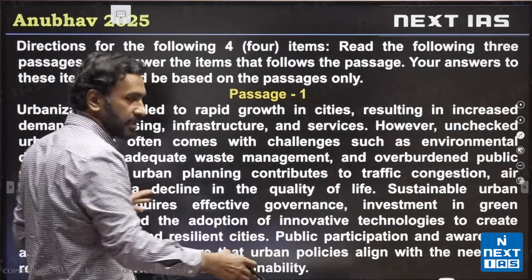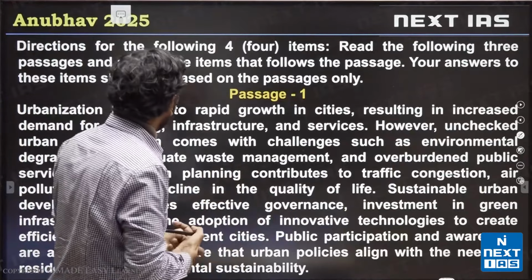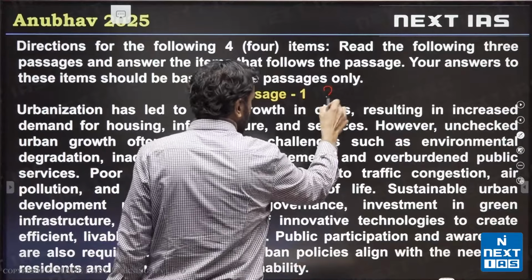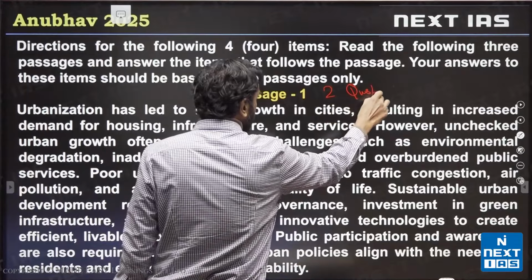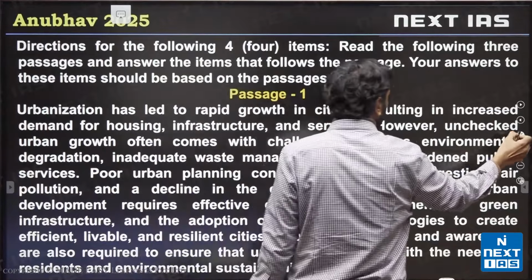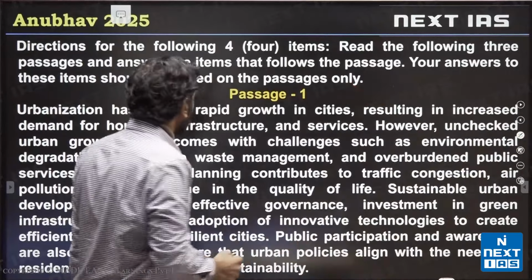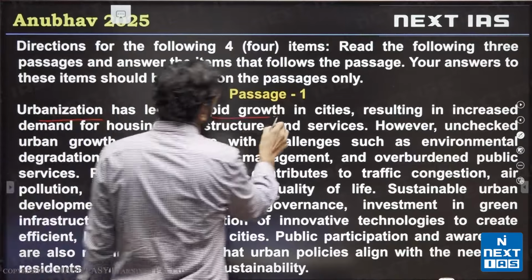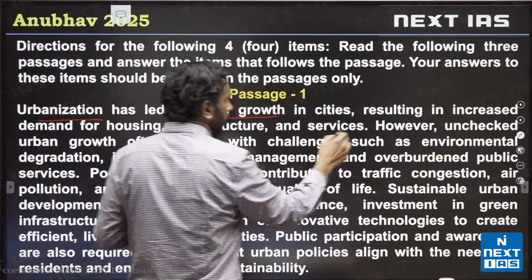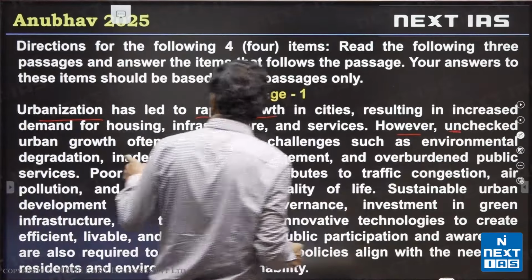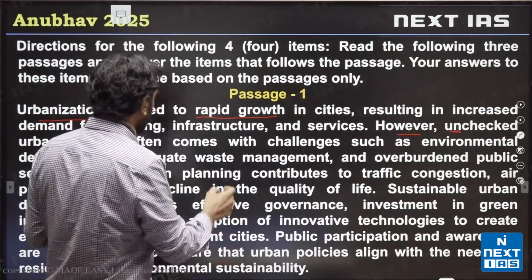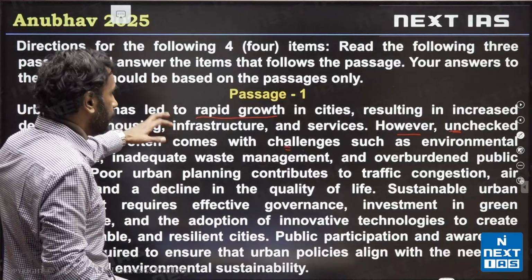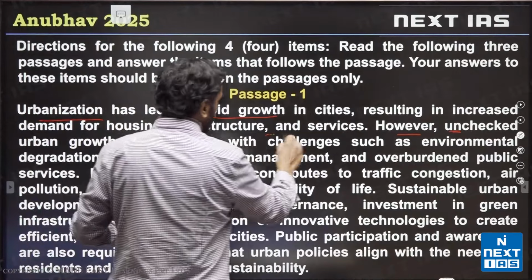So when I read a passage like this, I try and figure out its main point. Because I don't know what could be asked from this, there are 2 questions which are asked. So I anyways first need to identify its main point, right? Okay. So urbanization has led to rapid growth and it's beneficial for cities. However, unchecked urbanization comes with challenges such as environmental challenges. So we are told what unchecked urbanization challenges could be like.